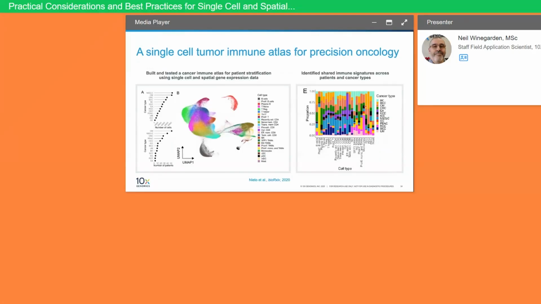In this example, Nieto et al. from the Heyn lab were looking at the tumor immune microenvironment. In the left panel, you can see that a number of cell types were identified using single-cell transcriptomic analysis. For this analysis, over 500 cells from more than 200 patients across 13 different cancers were analyzed. In the right panel, you see the contribution of each of the cell types to the various different cancers.